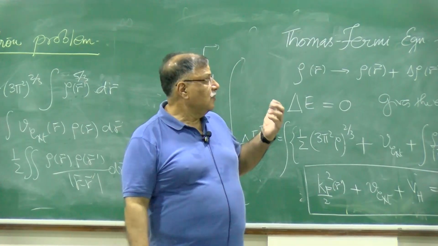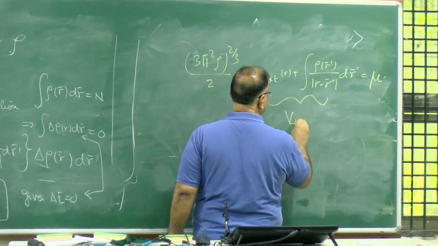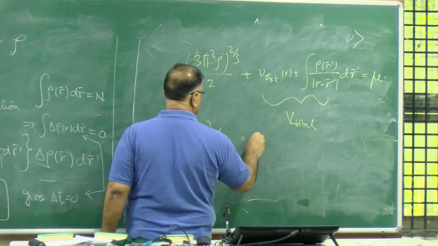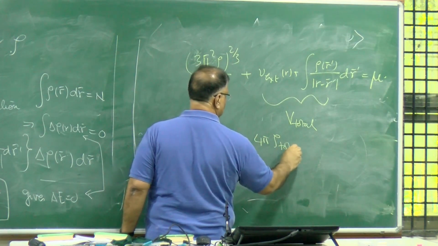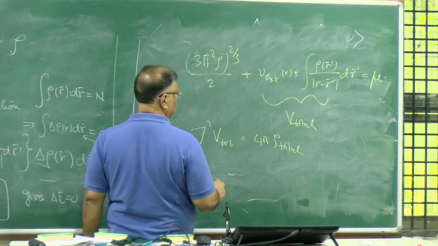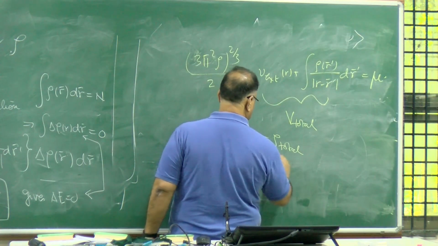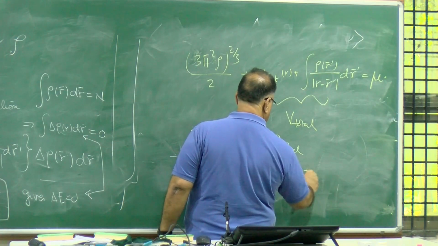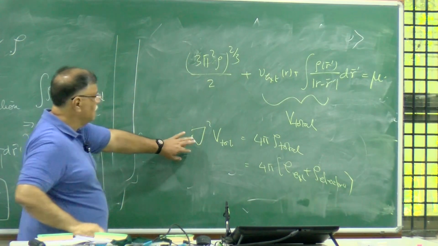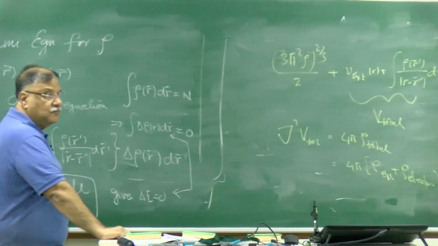The standard way is by writing this as V total and writing del square V total equals 4 pi rho total, right? Which is 4 pi rho external plus rho electronic, and from here you get the del square V total. Okay, so you get a differential equation for rho which you can solve.